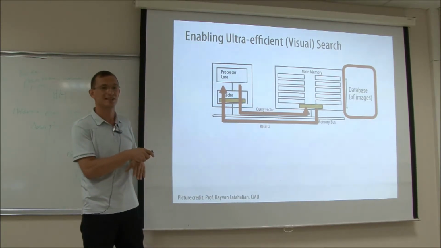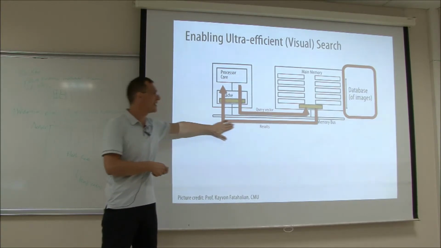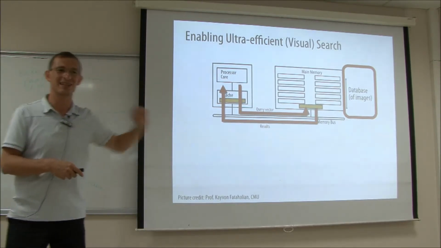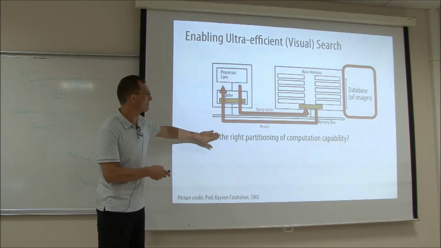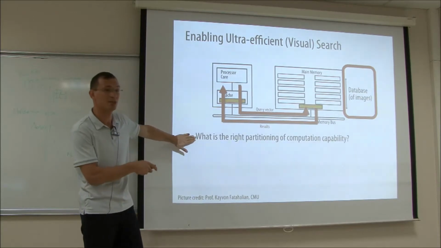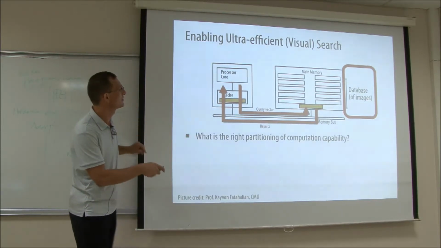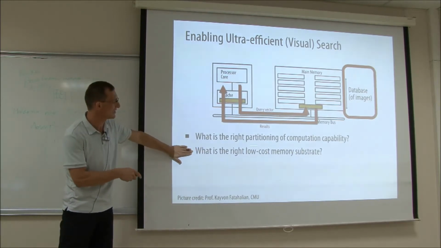Now the key question is, can memory do other things that are required for this, and how efficiently can it do that? I think the key thing is really the cost, but there are several questions that are interesting to examine. What is the right partitioning of computation capability between these two different components? What is the right low-cost memory substrate? And I think the key is really low cost here.